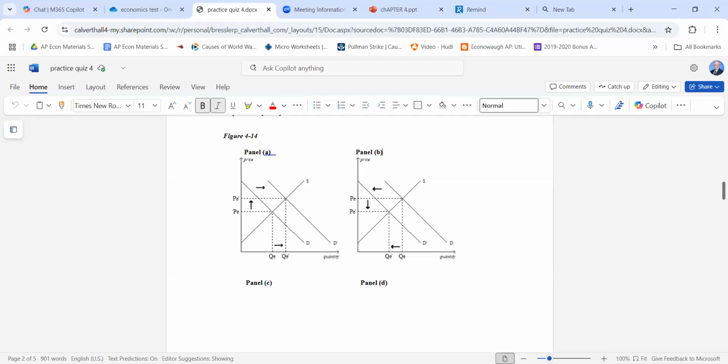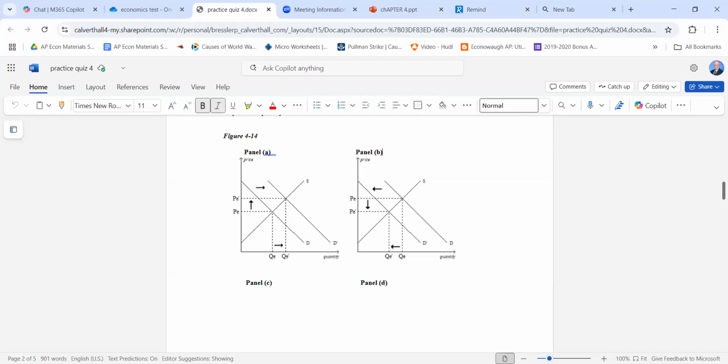Okay. Quantity supplied: the amount of a good that sellers are willing and able to sell. Law of supply: price up, quantity supplied up. Price down, quantity supplied down. And why is that? When price goes up, everything else being the same, people make more money, they want to supply more. Price goes down, producers make less money, they want to sell less.